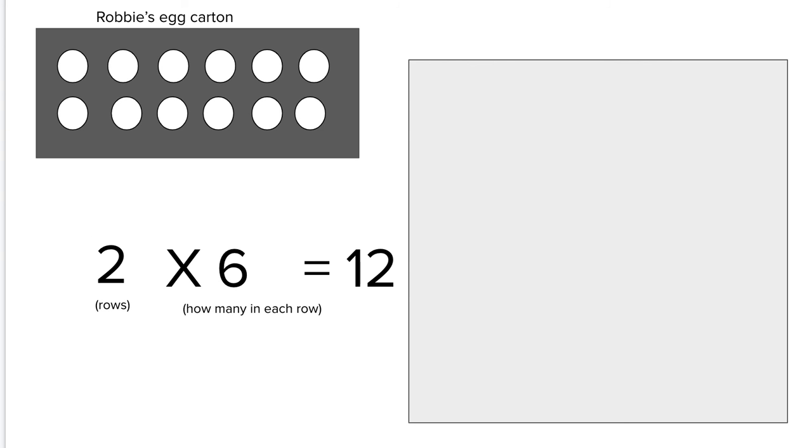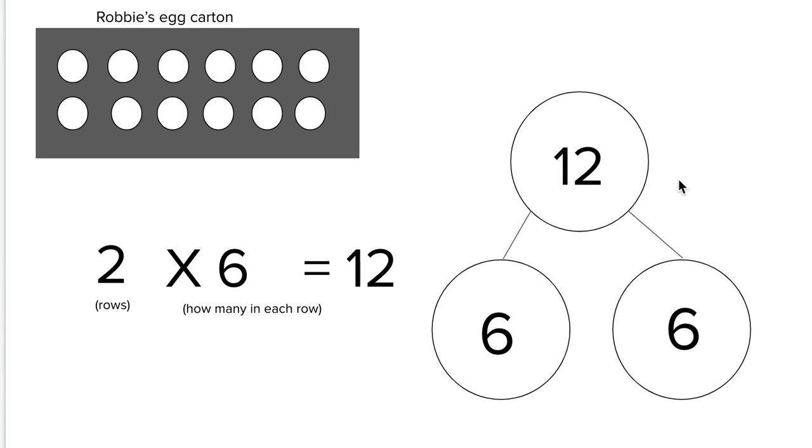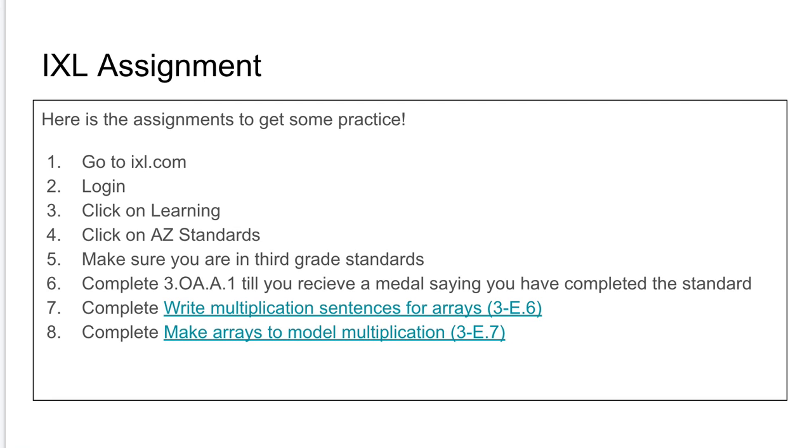And now we're going to talk about a number bond. We talked about that on Wednesday, we're just going to go over it again. So here, this is the total number of eggs, 12. And this is the part. This is row 1, which has 6, and this is row 2, which has 6. So it's good to remember this has the whole, and these are the parts of the whole. So if I add 6 plus 6, I'm going to get 12, or 2 times 6, I'm going to get 12. All right, and that is it for our math lesson here.